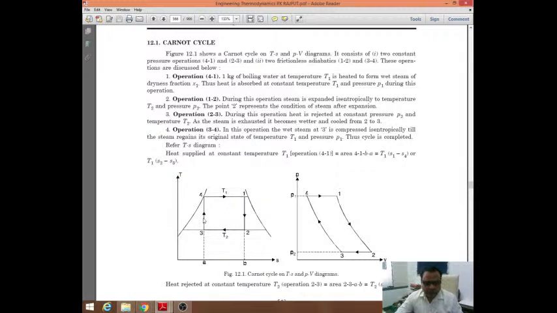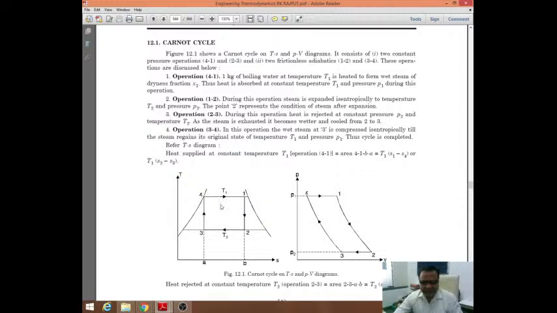Overall in a Carnot cycle there are 4 processes. Out of them, 2, that is process 4 to 1 and process 2 to 3, are the constant pressure and constant temperature processes, whereas 1 to 2 and 3 to 4 are the adiabatic processes, reversible adiabatic processes wherein the entropy remains constant.